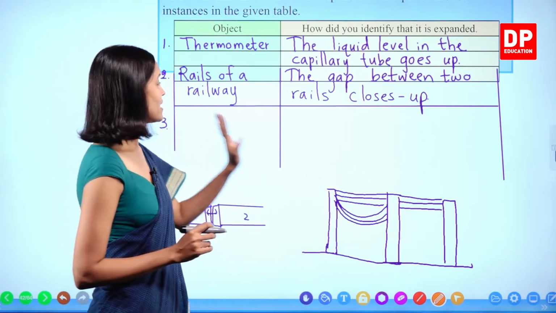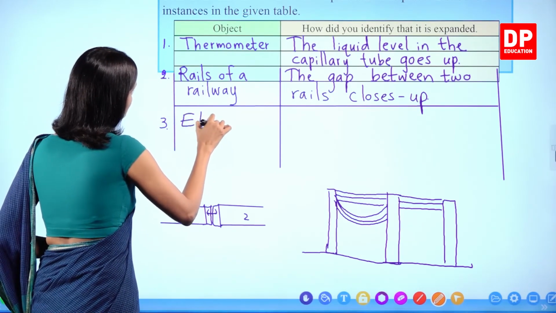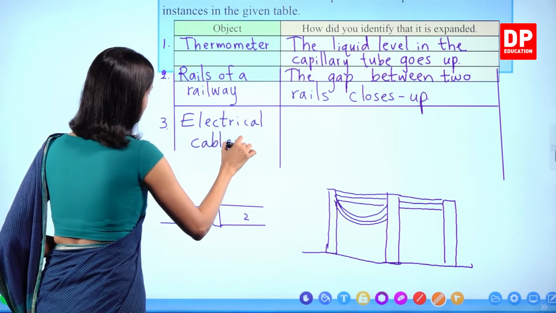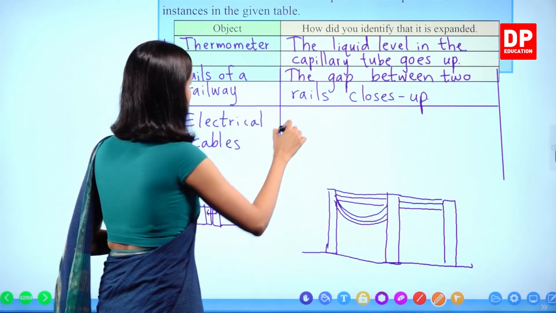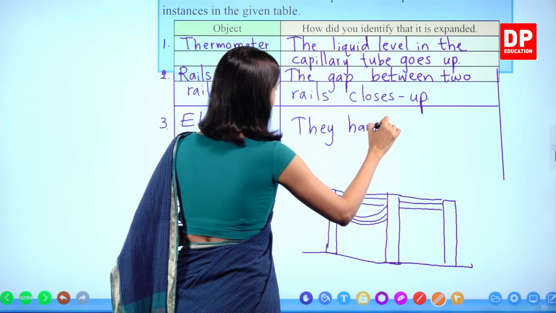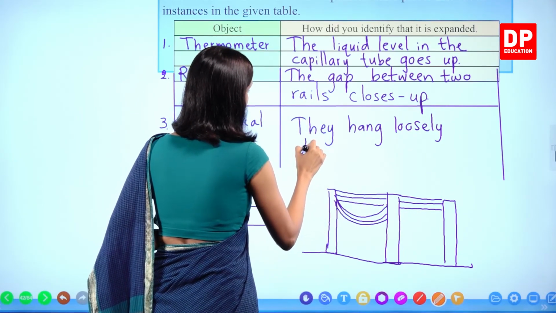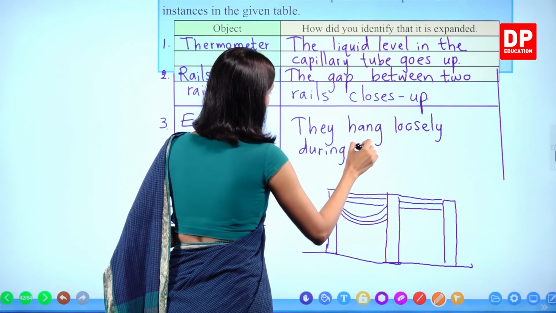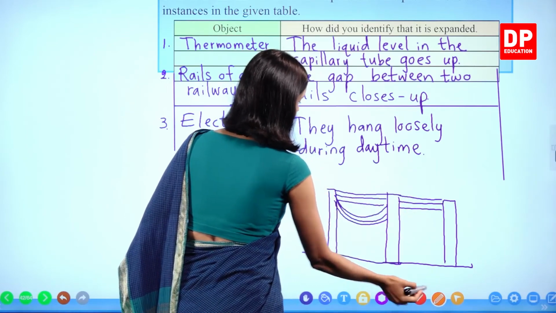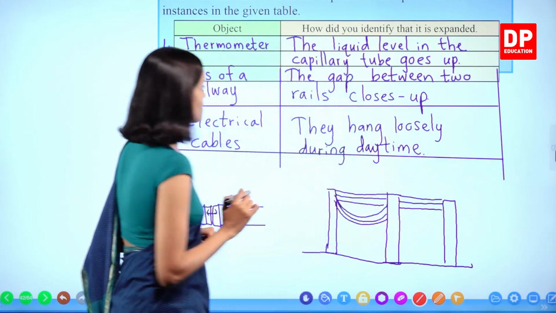Okay, children? Right, let's write third object. Cables. What will happen? They hang loosely during daytime. Okay? They hang loosely during daytime.